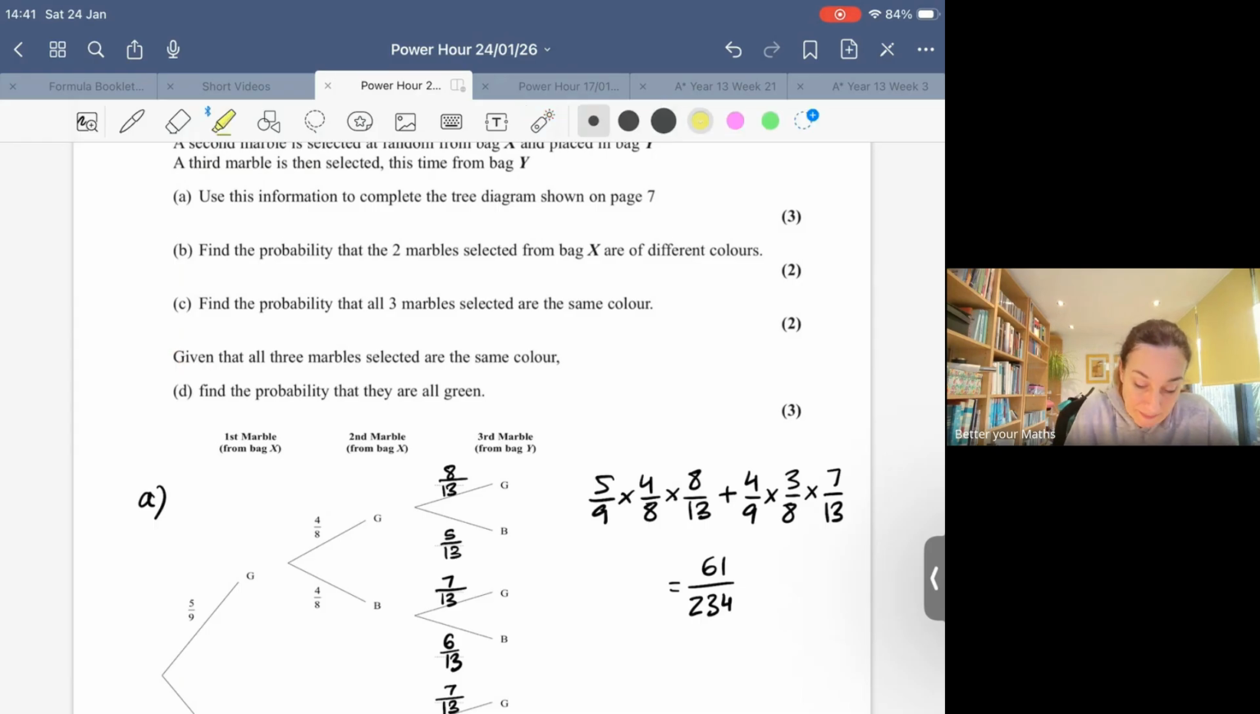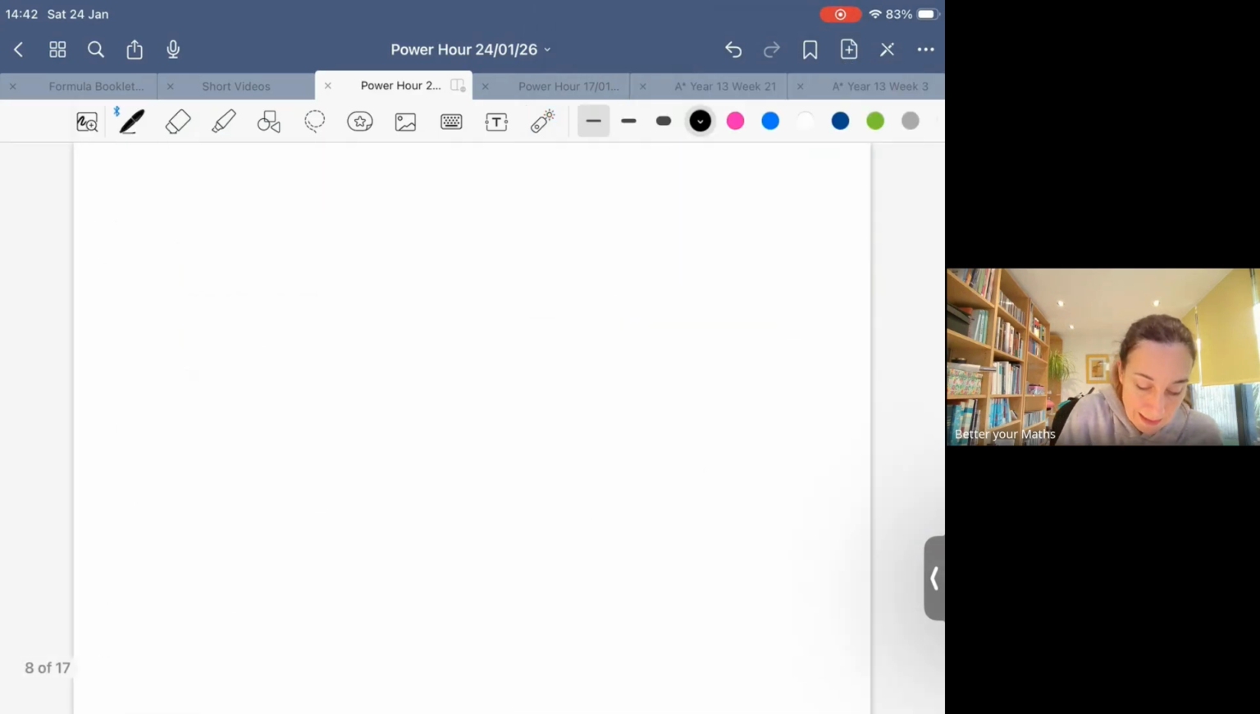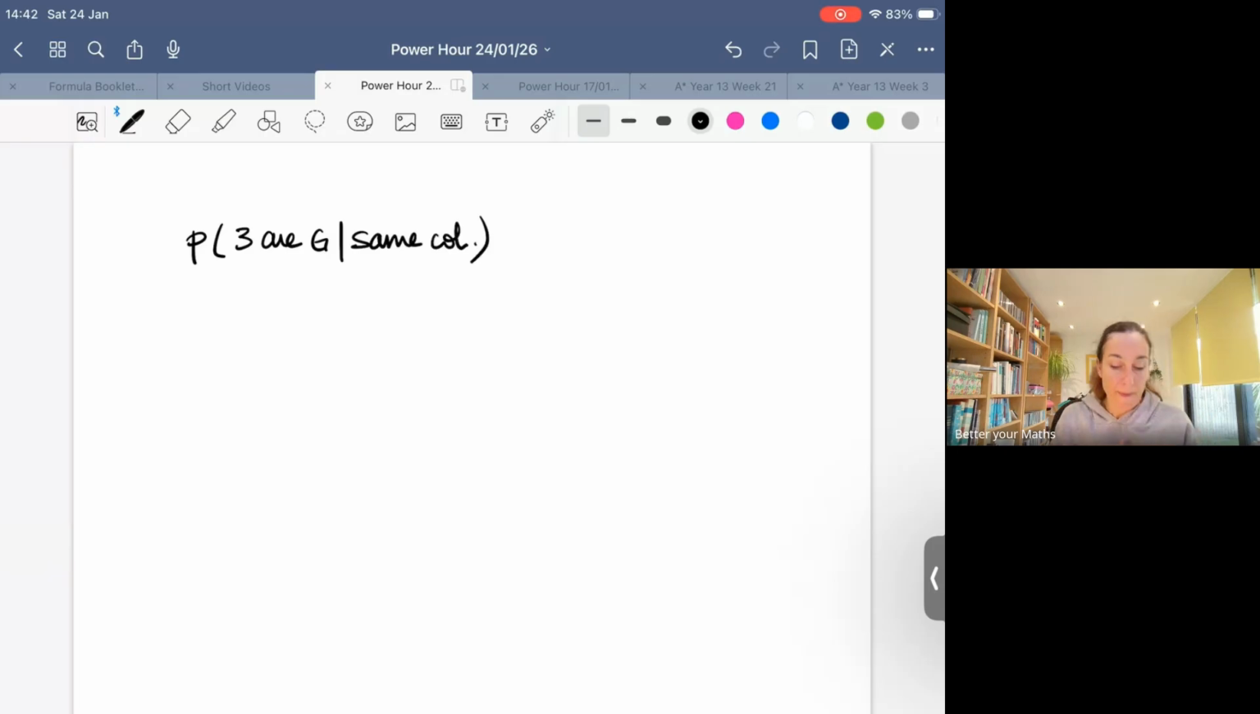Given that, this is conditional probability, so we know that something is already happening. Given that the three marbles are the same color, we have to find the probability that they are all green. How are we going to do these questions? I'm going to write that. So we need the probability that the three are green, given that the three are the same color. So this is what I know happens, the same color, but I need the probability that the three of them are green.